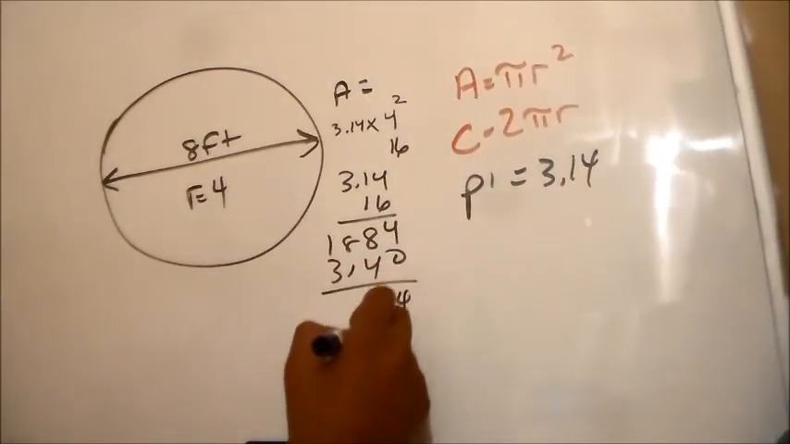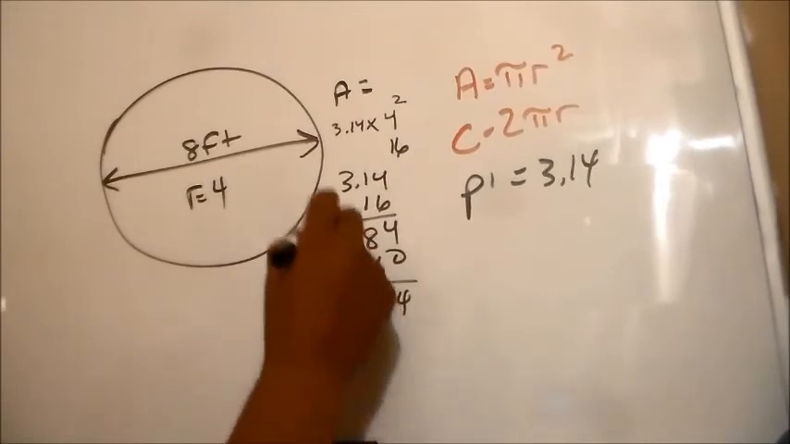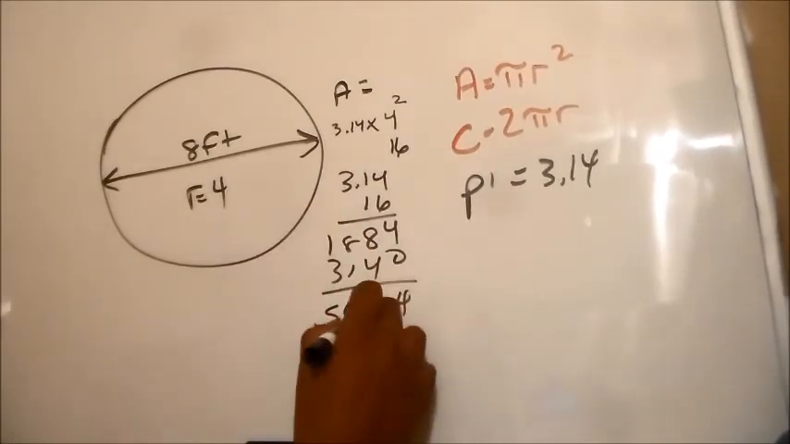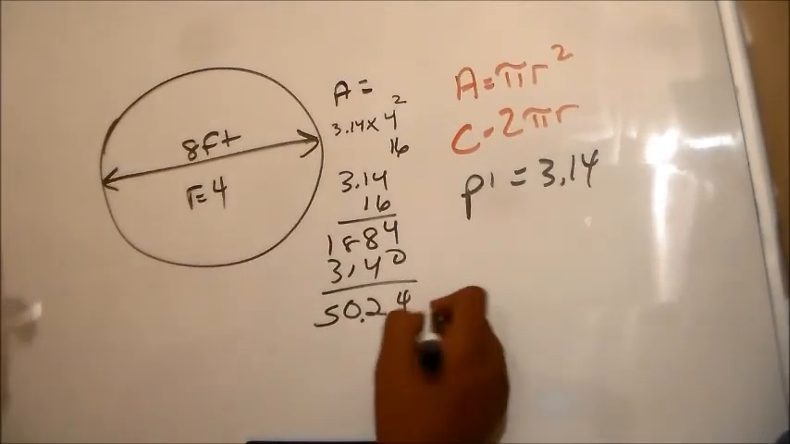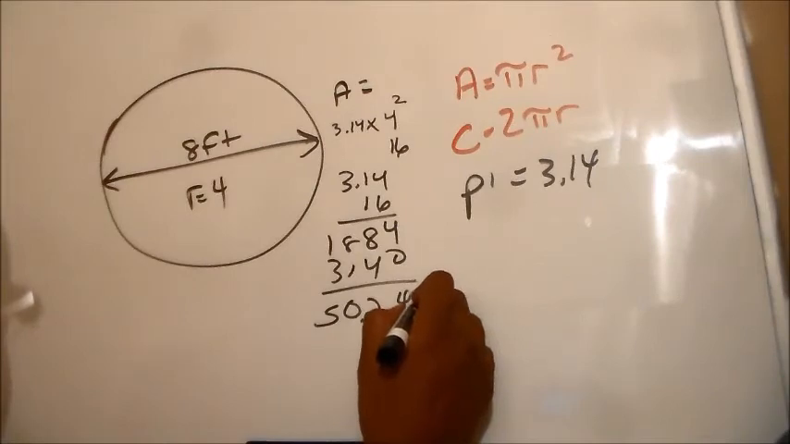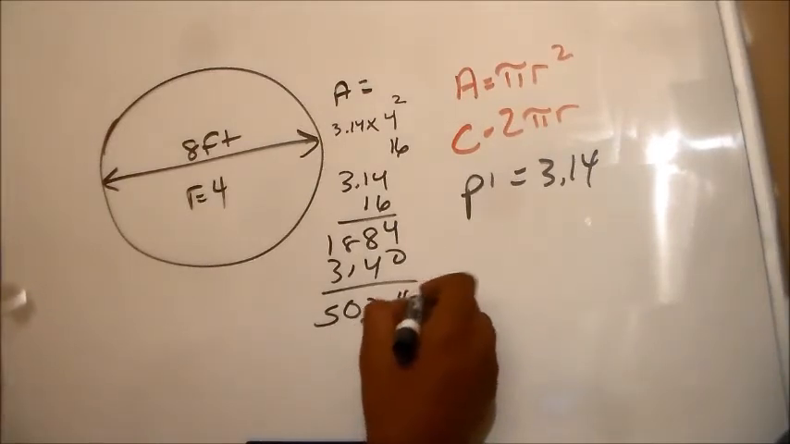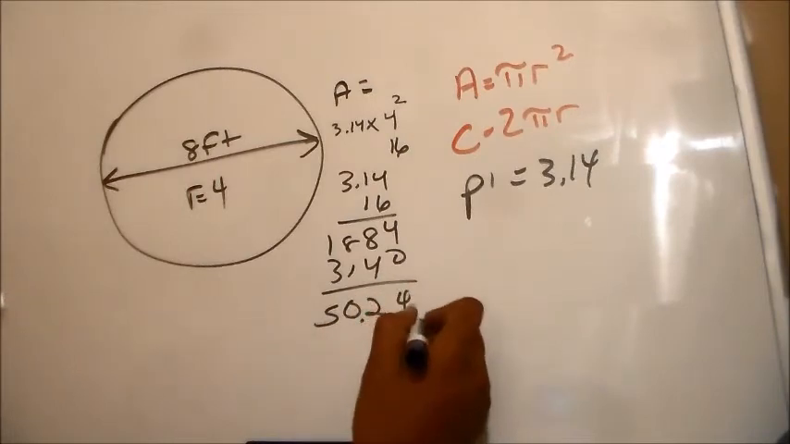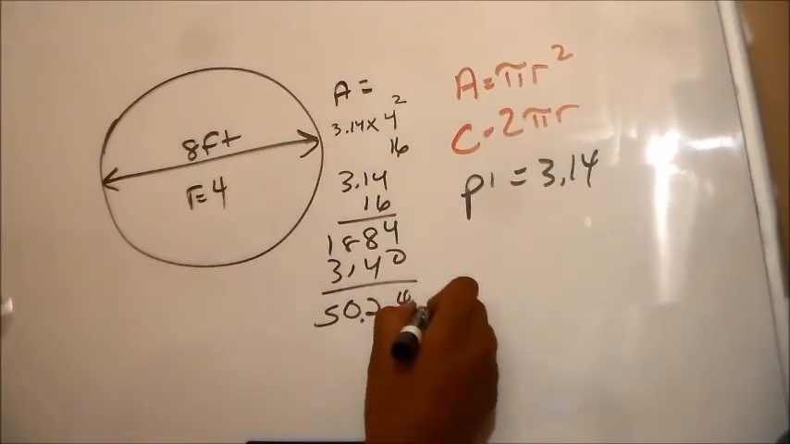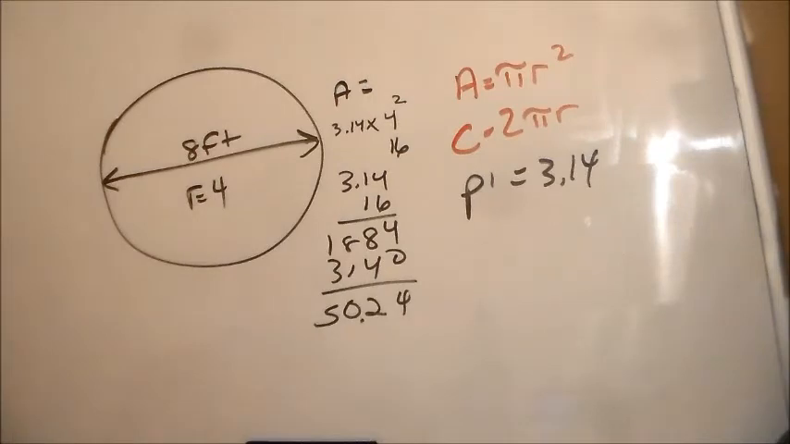This is just multiplication. I'll just go ahead and work it out. So the area is 50.24. That's the area that it covers.